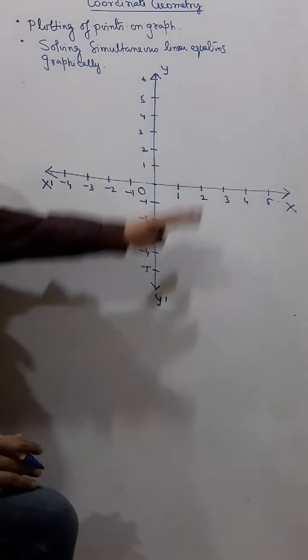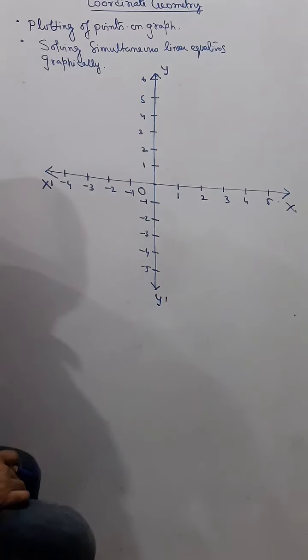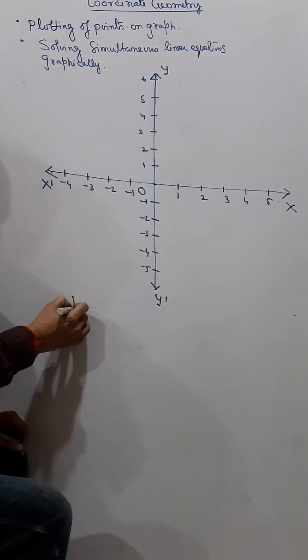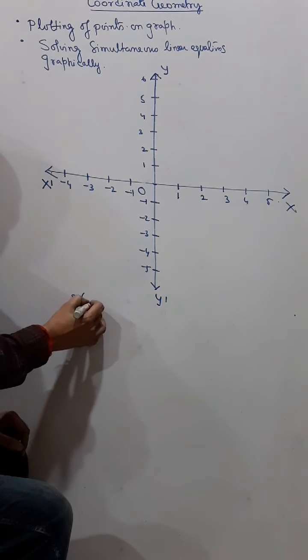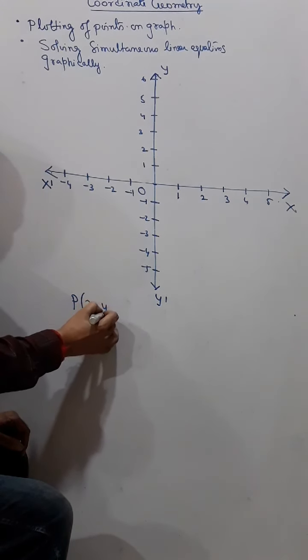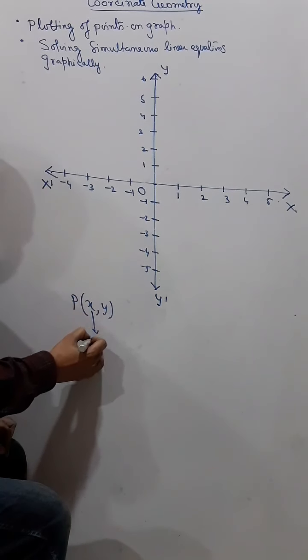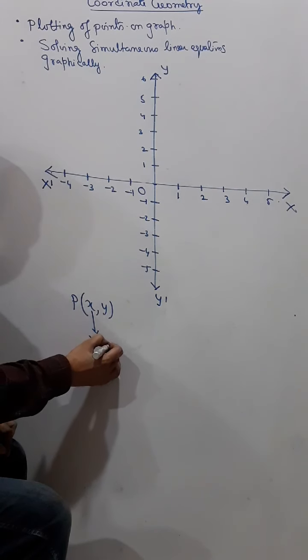Okay, so this is how the coordinate axis looks. Now, as I have told you, for any point, the first value is the x value and the second value is the y value. Now always remember the x coordinate.